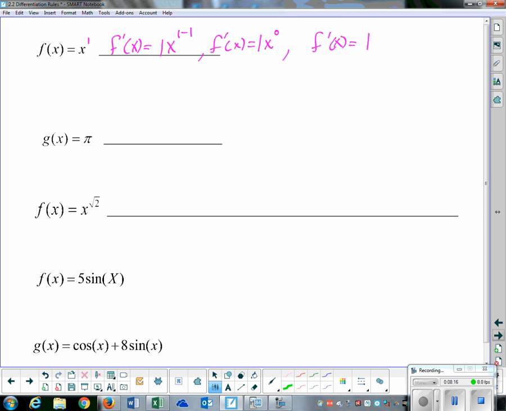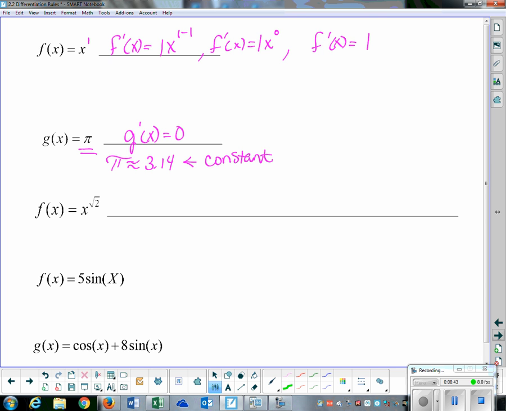This next one, the g of x function equaling pi, this is a tricky one. Because what is pi? Well, pi is about 3.14. Oh, you mean to tell me that pi is just a number? Yes. So I'm taking the derivative of a constant. G prime of x will turn out to be 0. This is the derivative of a constant, so follow that constant rule, which says the derivative is 0.